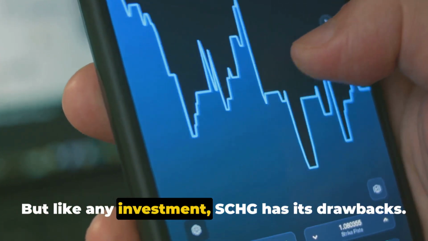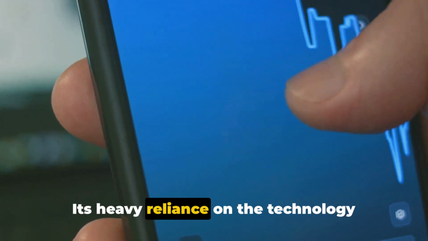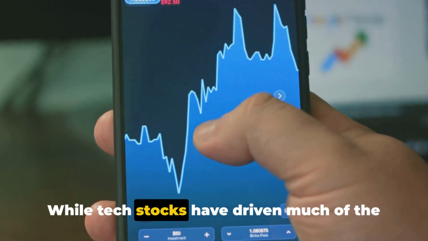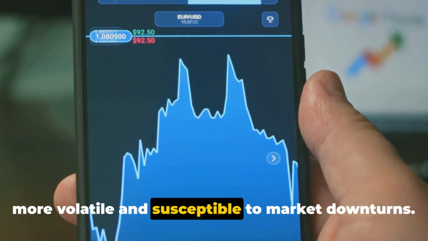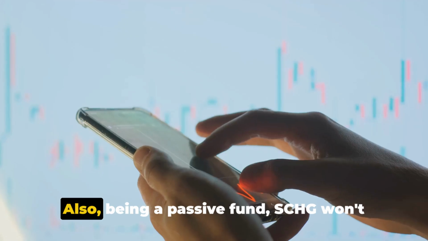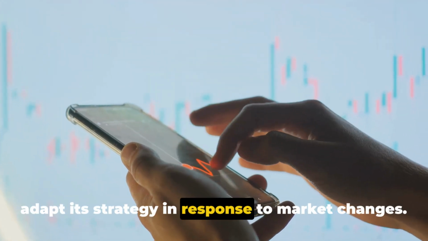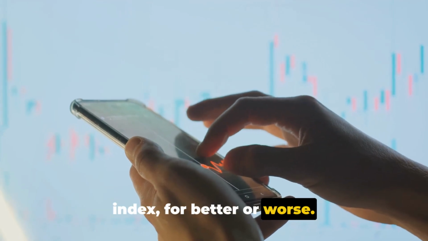But like any investment, SCHG has its drawbacks. Its heavy reliance on the technology sector could be a double-edged sword. While tech stocks have driven much of the fund's past performance, they can also be more volatile and susceptible to market downturns. Also, being a passive fund, SCHG won't adapt its strategy in response to market changes. It will continue to mirror its benchmark index for better or worse.